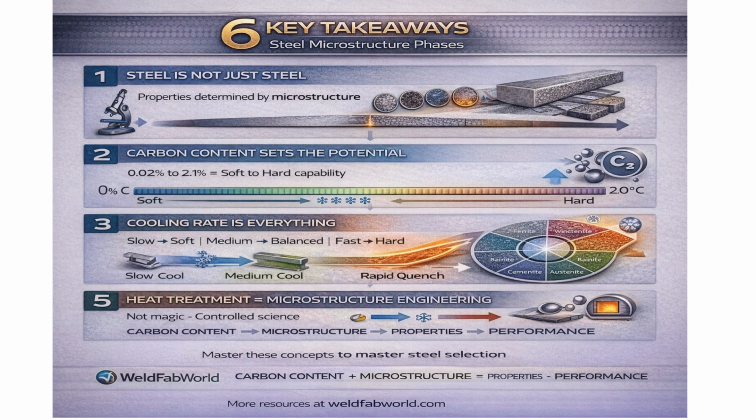Fourth, each microstructure phase has specific properties. Ferrite is soft, pearlite is balanced, bainite is strong and tough, and martensite is the hardest. Fifth, heat treatment is how we engineer these microstructures. It's not magic, it's science. And finally, the right microstructure for the right application is what makes steel the most versatile material in engineering. Understanding these 7 phases gives you the power to select or specify the correct steel for any job.